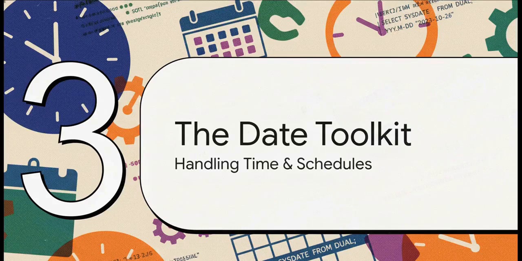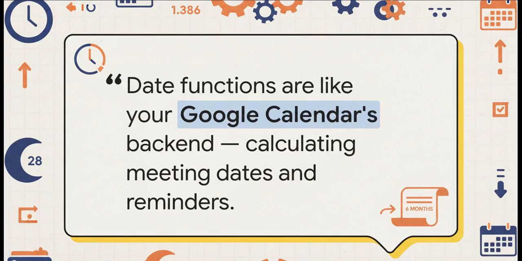All right, our third toolkit is all about time. Now, it's super important to understand that dates in SQL are not just strings of text. Nope, they are smart objects with their own rules and functions, and this toolkit lets you unlock all of that power. This is the perfect way to picture it.